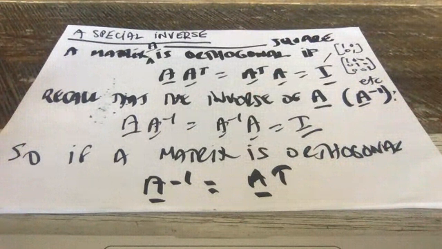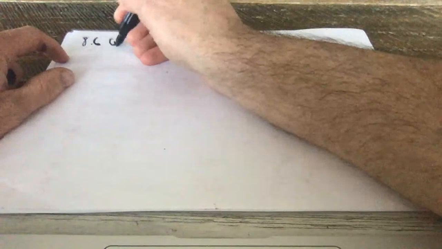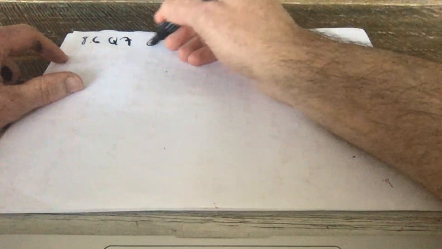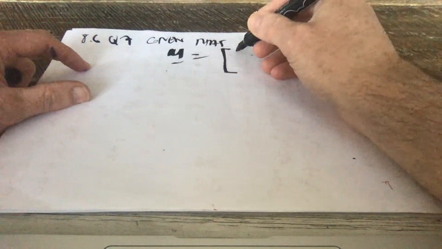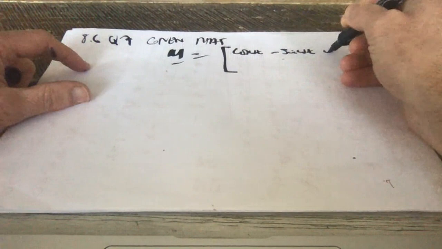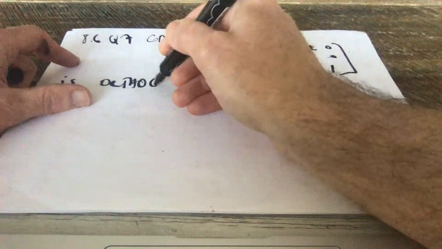Now, in the exercises on 8.6, let me show you a typical question. This is 8.6, and it's question 7. What the question is: given that this matrix M, which is cos omega t, minus sine omega t, 0, sine omega t, cos omega t, 0, and 0, 0, 1, is orthogonal, find its inverse.